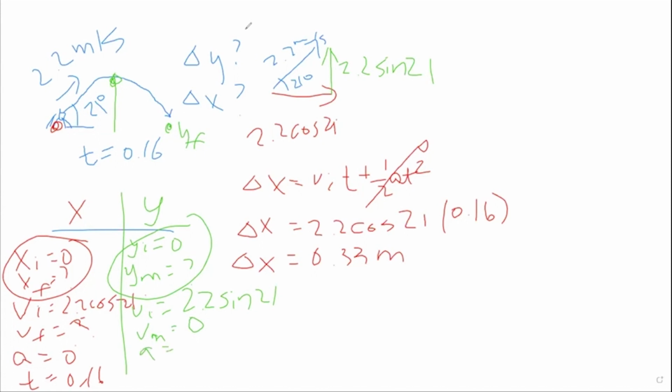And a is gravity, right? 9.81. And t, so t isn't going to be 0.16, right? 0.16 is the whole thing, but we're interested in the midpoint, so we have to divide that by 2, which is 0.08.